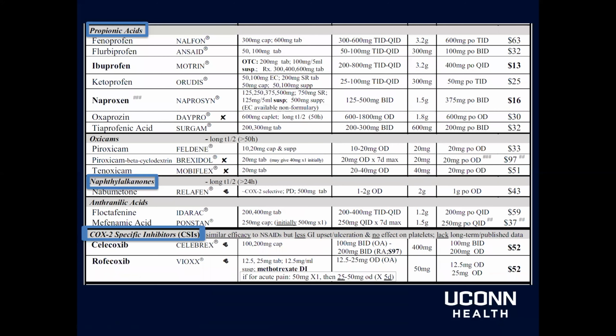Then you move into propionic acid. So this is kind of where the normal NSAIDs that you think of, the ones available over the counter, the ibuprofen, ketoprofen, naproxen group, this is where they all fall. Then you can look into a drug like the naphthylalkanones, the nabumetone, and finally your COX-2 specific inhibitors, which are similar in efficacy to NSAIDs, but have demonstrated less GI upset and ulceration.